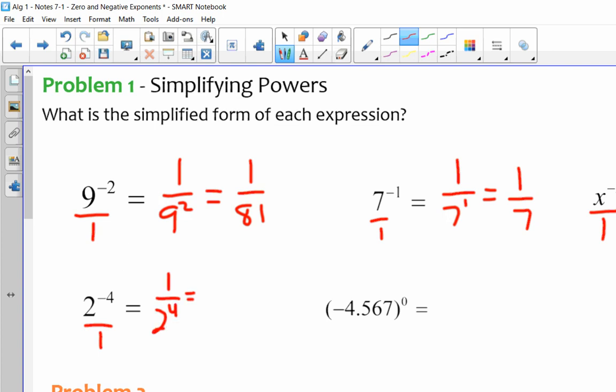Okay, so 2 to the 4th. Now remember, that's not 2 times 4. It's 2 times itself, 4 times. Okay. So remember that 2 times 2 is 4. 4 times 2 is 8, which we kind of already did, but now another one, 8 times 2 is 16.